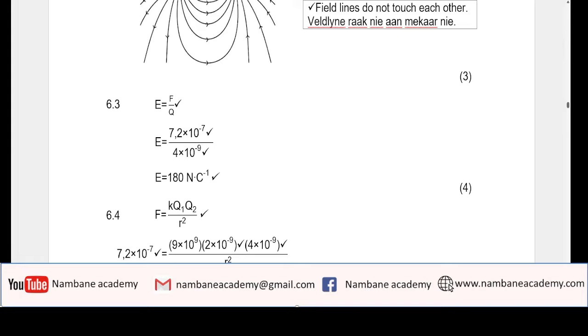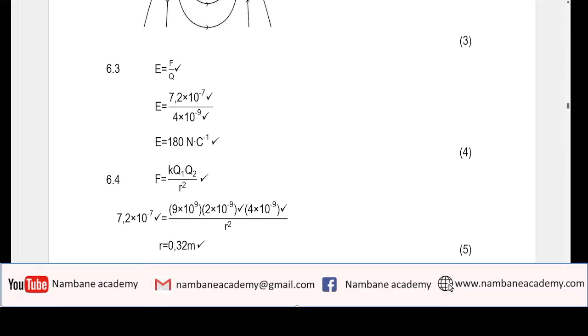Then 6.3, calculate the magnitude of the electric field of A to B. E equals F over Q. Substitution is 7,2 times 10 to the power of minus 7, 1 mark for that substitution. The other mark is for the Q, 4 times 10 to the power of minus 9, which equals 180 newton per coulomb. The fourth mark comes there with the unit.